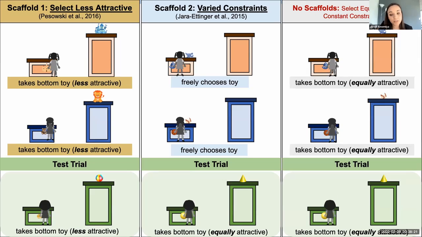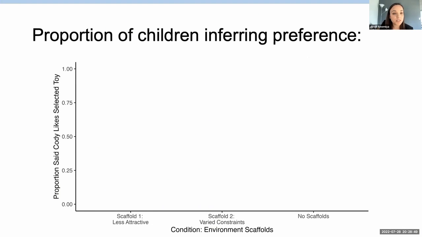The third novel condition, no scaffolds, gets rid of both scaffolds. So all actors were choosing a toy that was equally attractive as the constrained toy, and participants only observed constrained choices prior to observing the final test trial. And we expected that without scaffolds of selecting the less attractive toy or variation in the constraints, children would be more likely to infer that the final actor, Cody, likes what she chose, despite the fact she was constrained to that option.